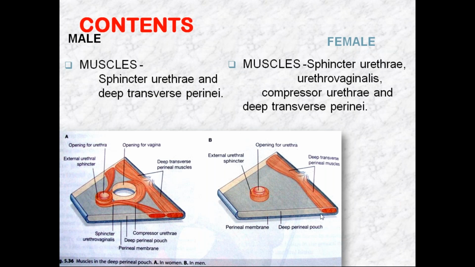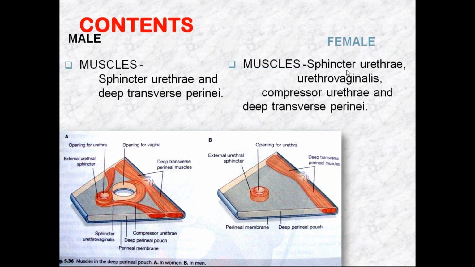This deep transverse perineae muscle is otherwise called transverse perineae profundus. Okay. So deep transverse perineae and sphincter urethrae. These are the muscles situated in deep perineal pouch.